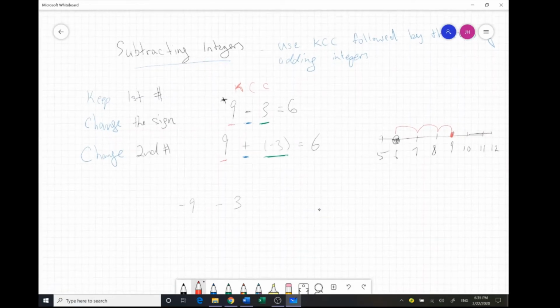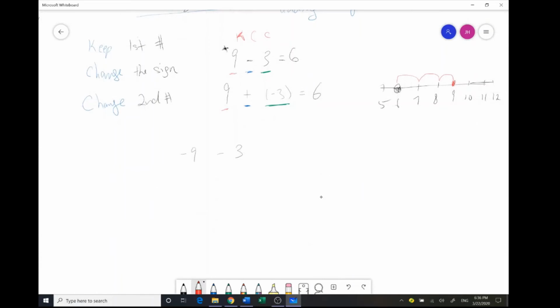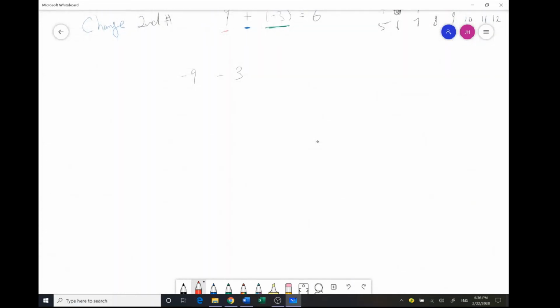Now coming back to the example questions here, let's call this number 2. Negative 9 minus 3, we're going to apply the KCC again. So keep the first number as negative 9, change the sign to a positive, change the positive 3 to be a negative 3. Now what are we doing? Negative 9 plus negative 3. To start the work, we will have negative 9.